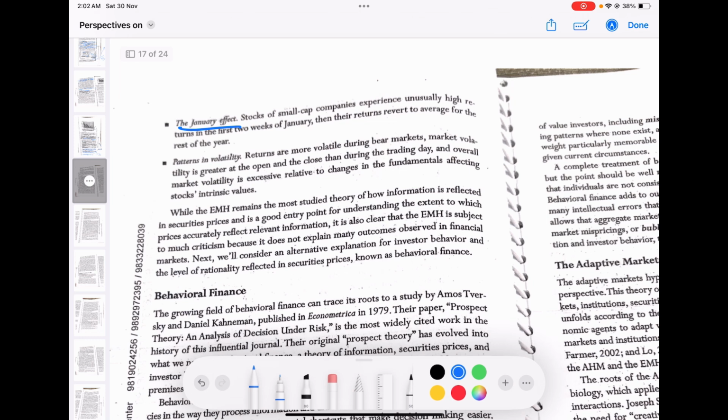The January effect. Stocks of small cap companies experience unusually high returns in the first 2 weeks of January, then their returns revert to the average of the rest of the year. So this is something which you need to keep extremely in mind.